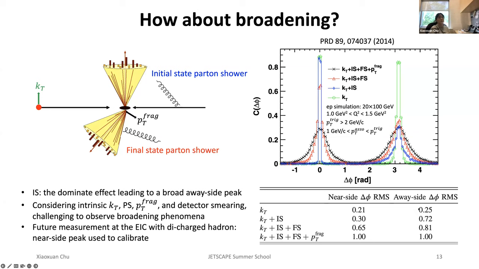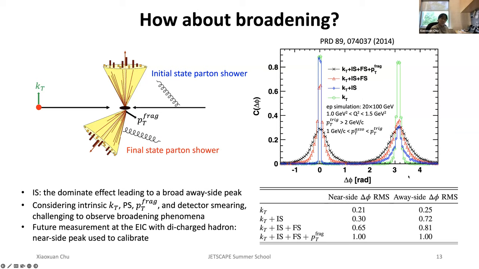So you could see the extracted widths from turning on kT only, but we found the initial state parton shower is actually a very big effect to cause a broad correlation function. You could see after adding the initial state parton shower, the back-to-back correlation function becomes very broad. And also you could see the effect from final state parton shower and fragmentation pT. So in the end, the data contains all the effects.